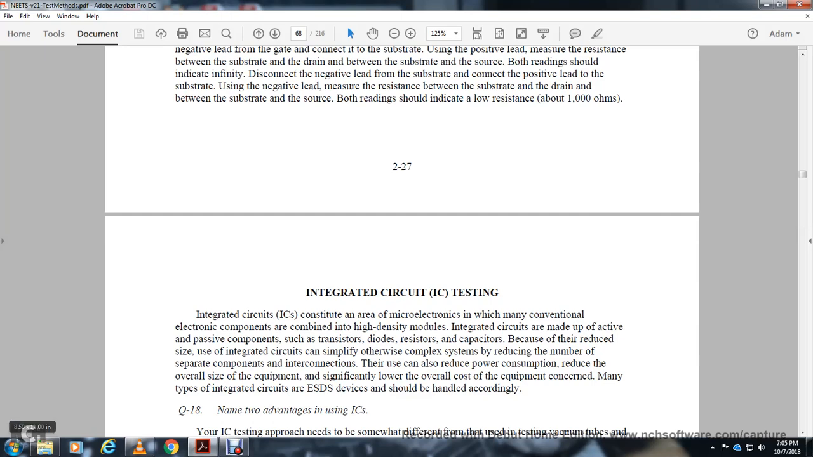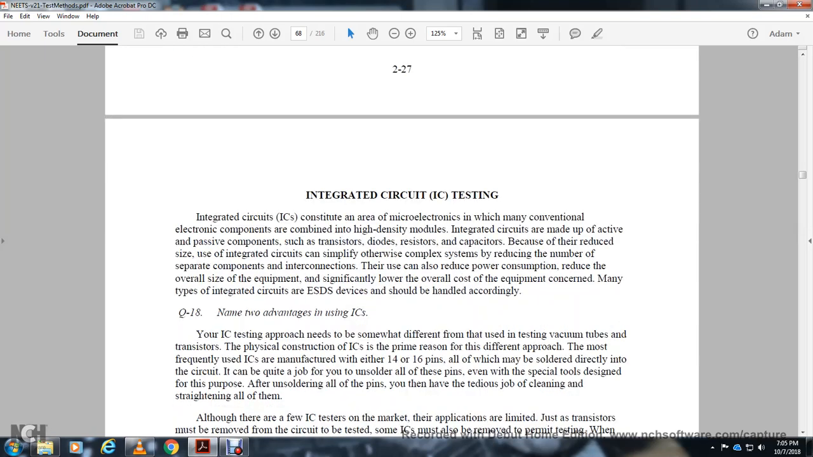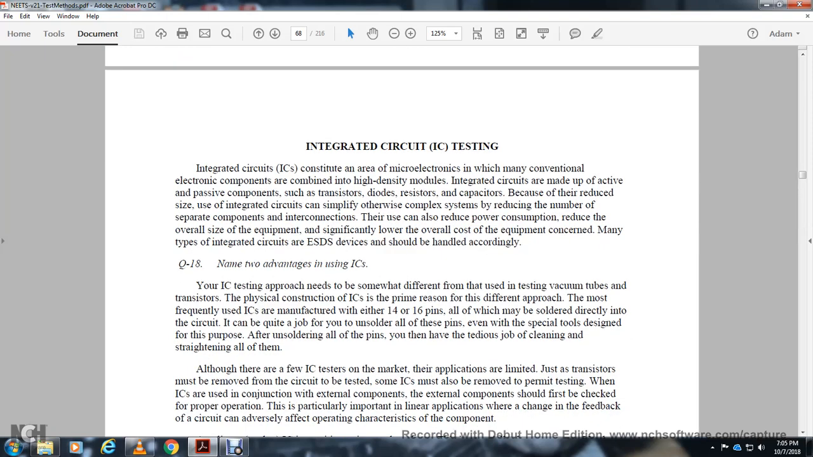Conserve the main type of the integrated circuit. The electrostatic devices should be handled accordingly. Your integrated circuit testing and approach need to be somewhat different from the testing of vacuum tubes and transistors. The physical attention for the integrated circuit requires a different approach for the most frequently used integrated circuits from the manufacturer.